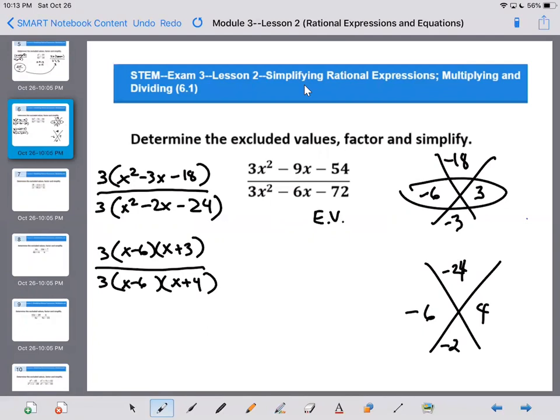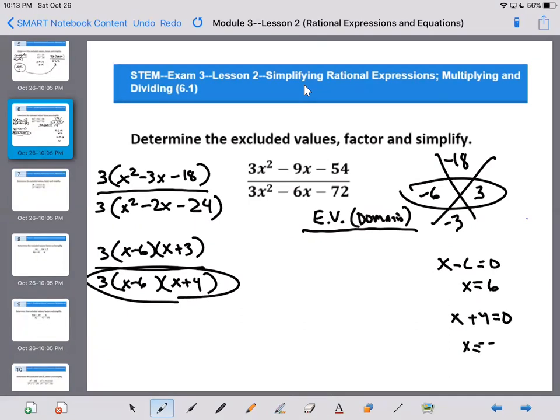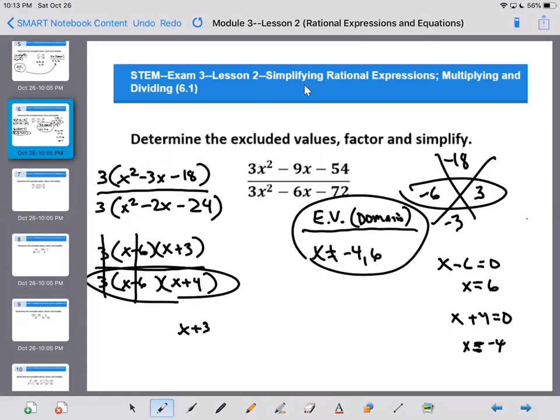All right, so now that we have those factored, let's go ahead and look for our excluded values, which is part of our domain. So I'm looking at the denominators, remember? So x minus 6 is equal to 0, so x is equal to 6. And x plus 4 is equal to 0, so x is equal to negative 4. So x cannot be negative 4 and 6. So there's your domain. And then you come back over here and you see these 3's will divide out, the x minus 6's will divide out, and you're left with x plus 3 divided by x plus 4, and that's all you can do.